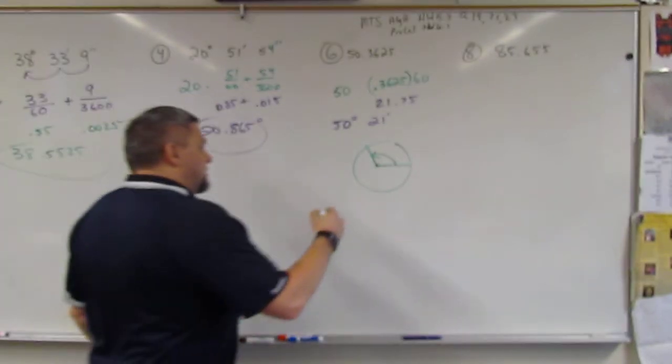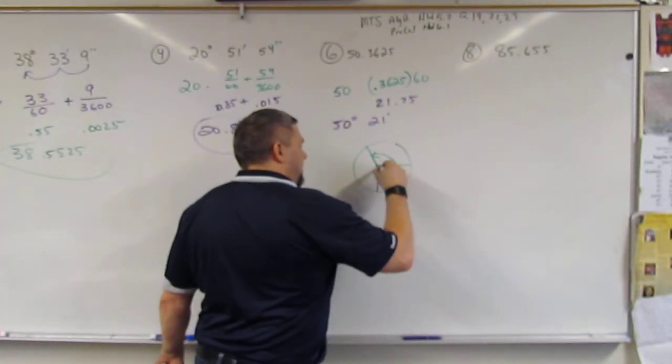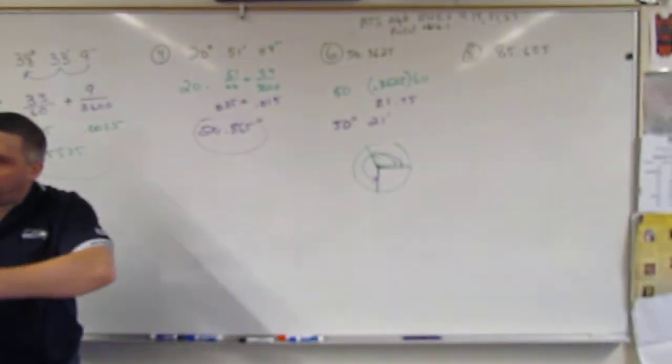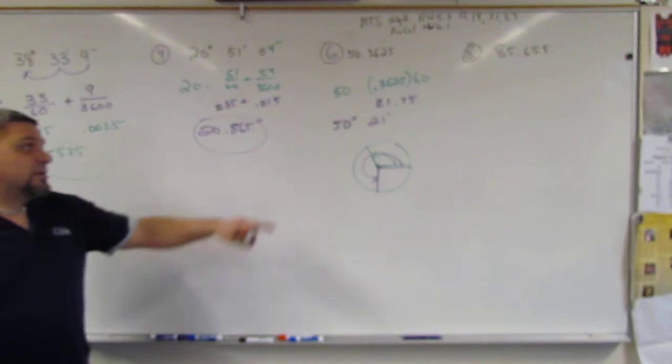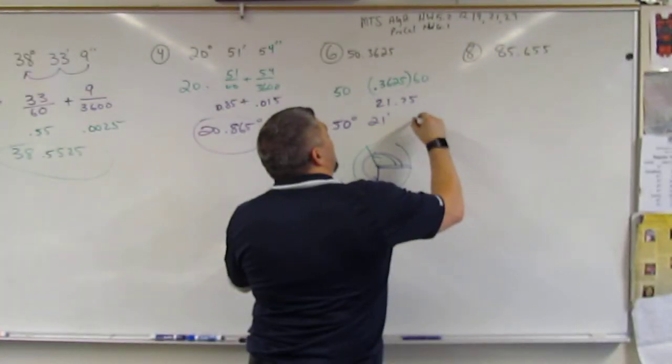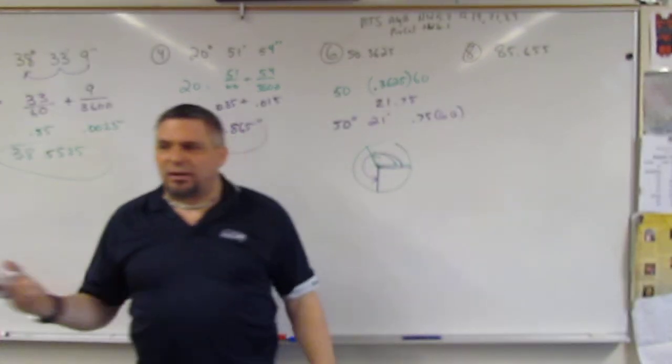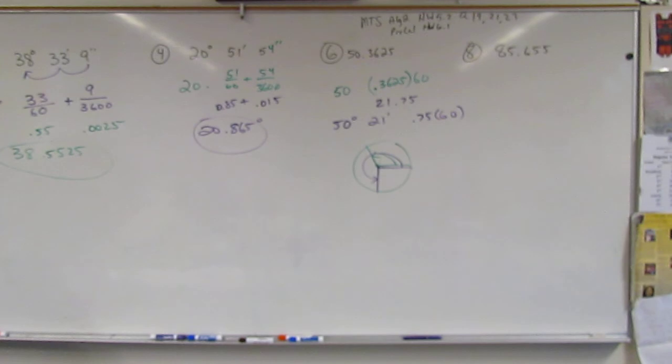What's 3/4? Wouldn't it be from here to here, right? So we're taking 3/4 of 60. So we're going to take that and go 0.75 times 60. That's all. We're going to take whatever's left, 0.75 times 60.